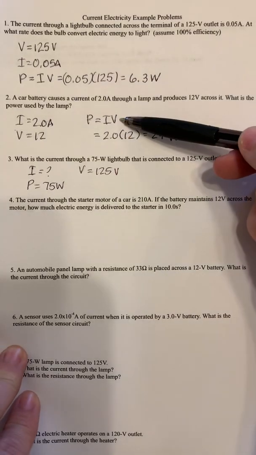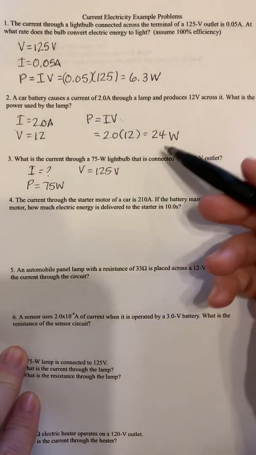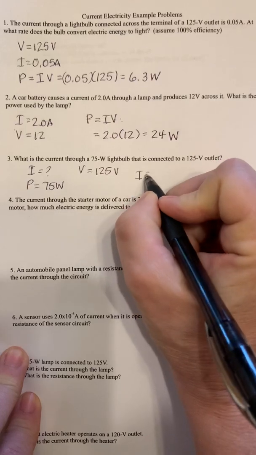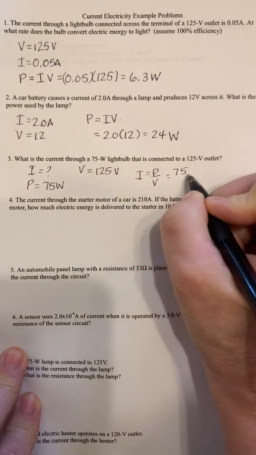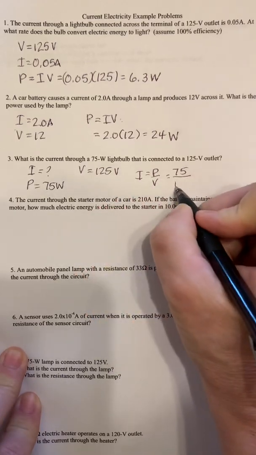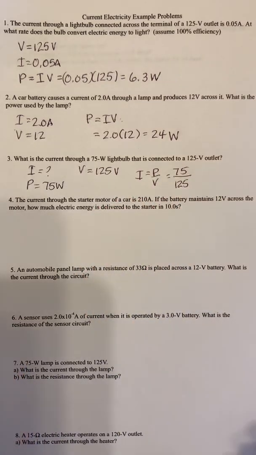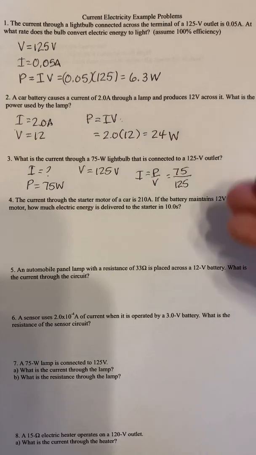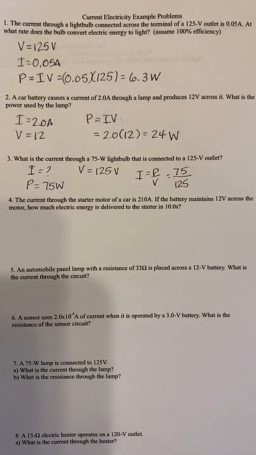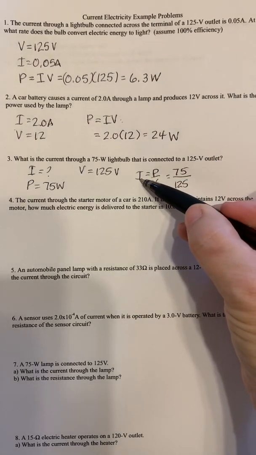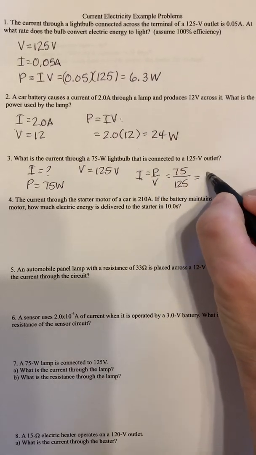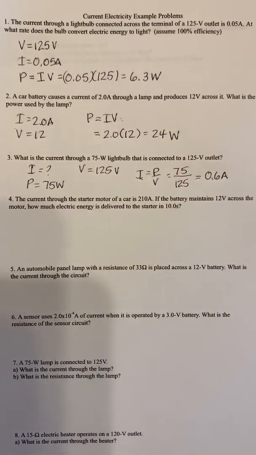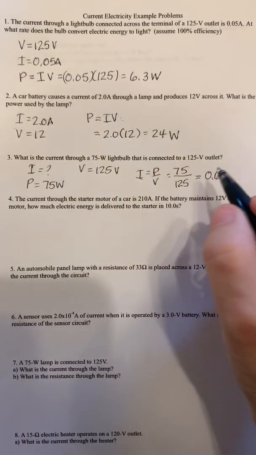Well, we want I now, so I'm just going to divide by V. I is equal to P over V. 75 divided by 125. Now, it's hard for you to see how these units would change. It's hard to do a unit dimension analysis of this. You just kind of have to know that I is measured in amps. And that's 0.6. And should we have 2? Yes, we should.